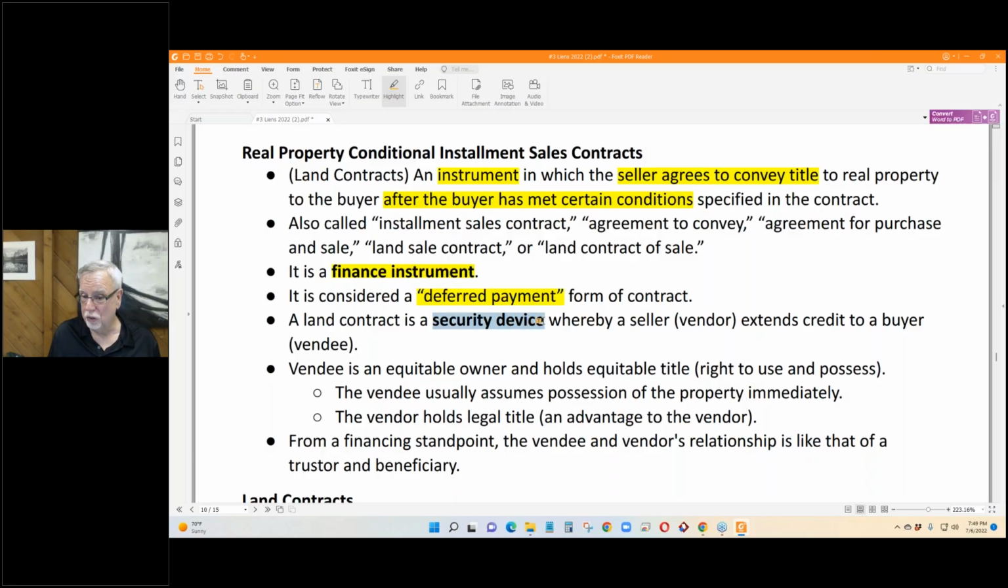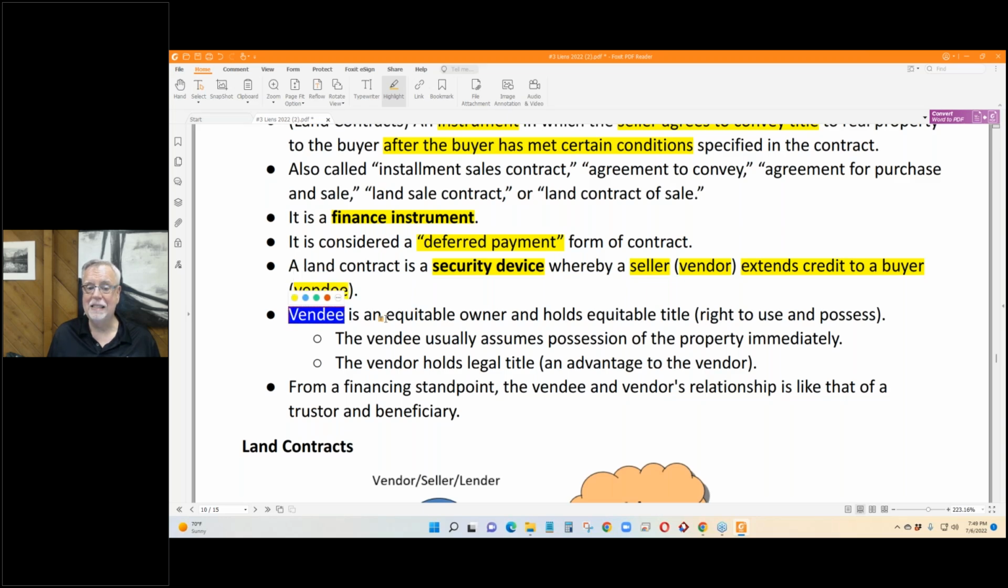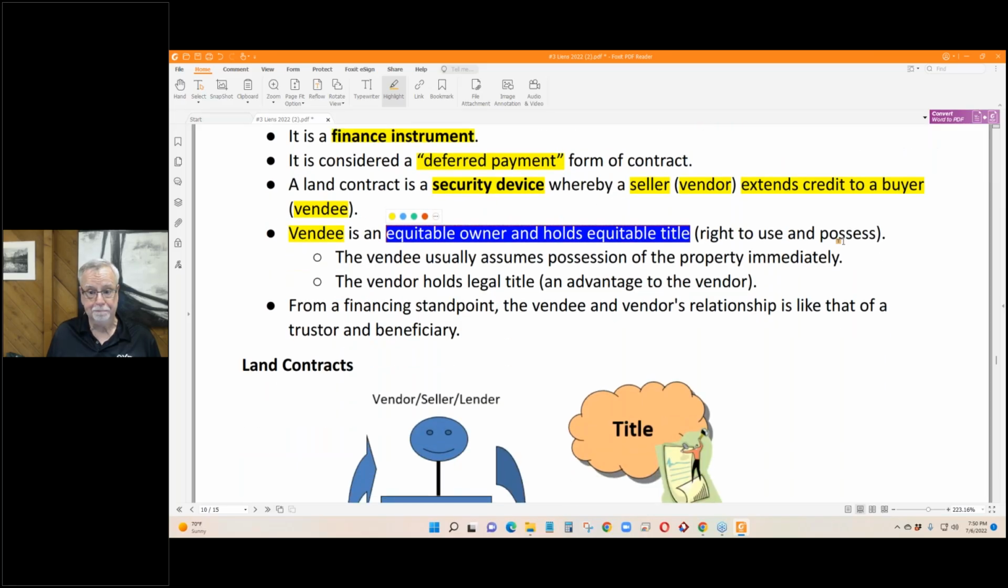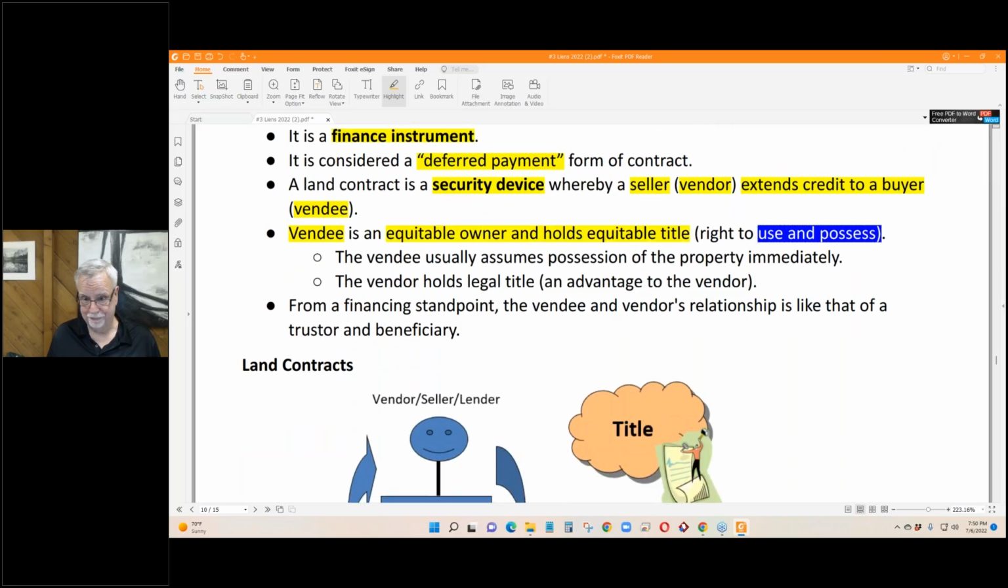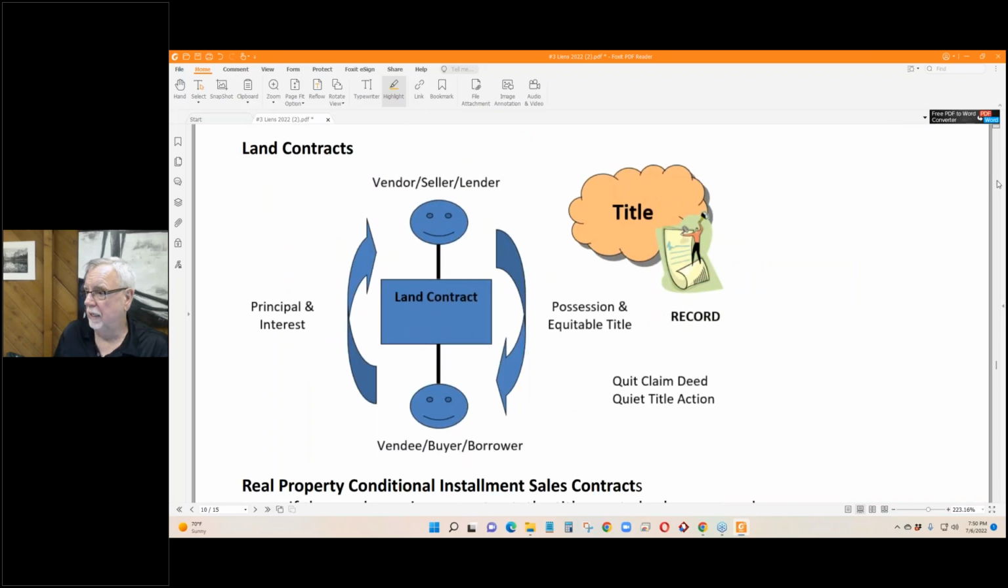It's a security device. Remember collateral, where the seller, who's called the vendor, extends credit to a buyer who's called the vendee. The vendee is the equitable owner and has what's called equitable title, which is use in possession. Vendor holds the legal title. And from a financing standpoint, the vendee and the vendor's relationship is like a trustor and a beneficiary. All right. So let's look at a land contract.